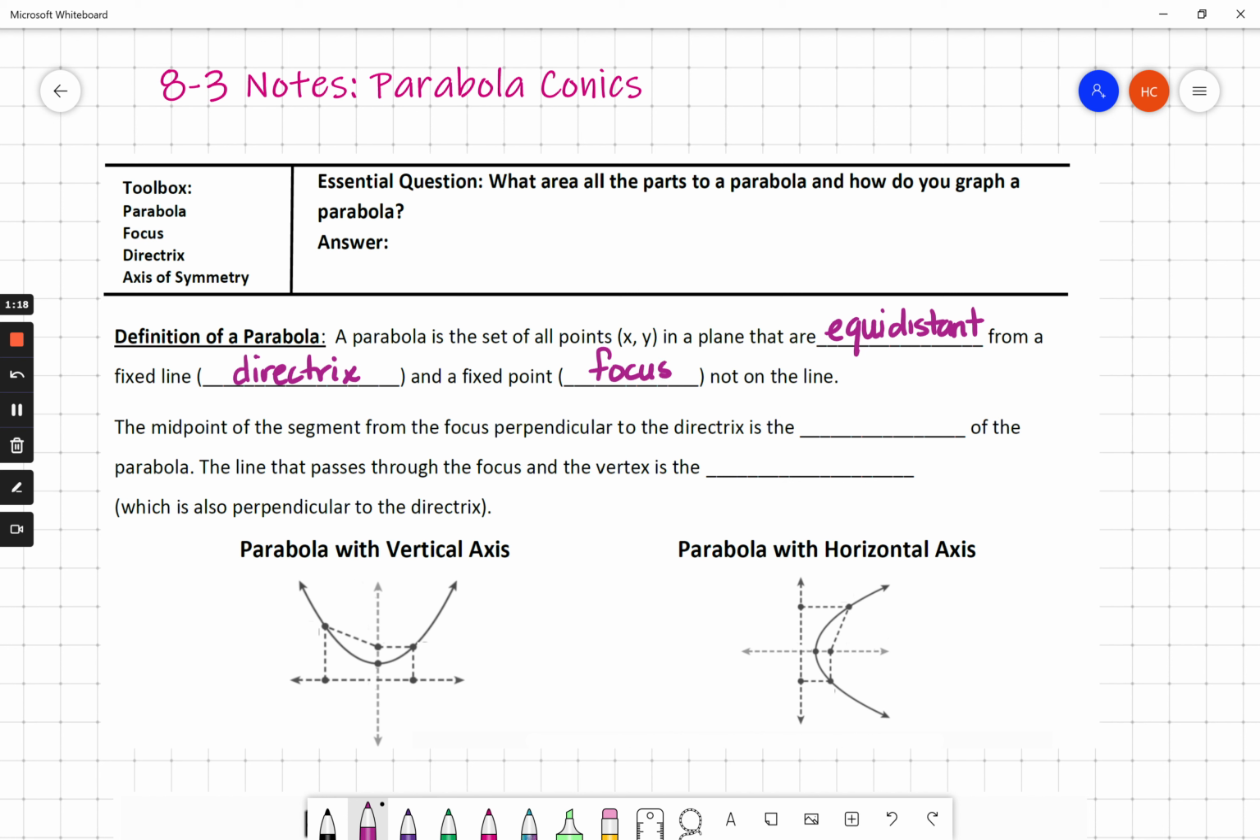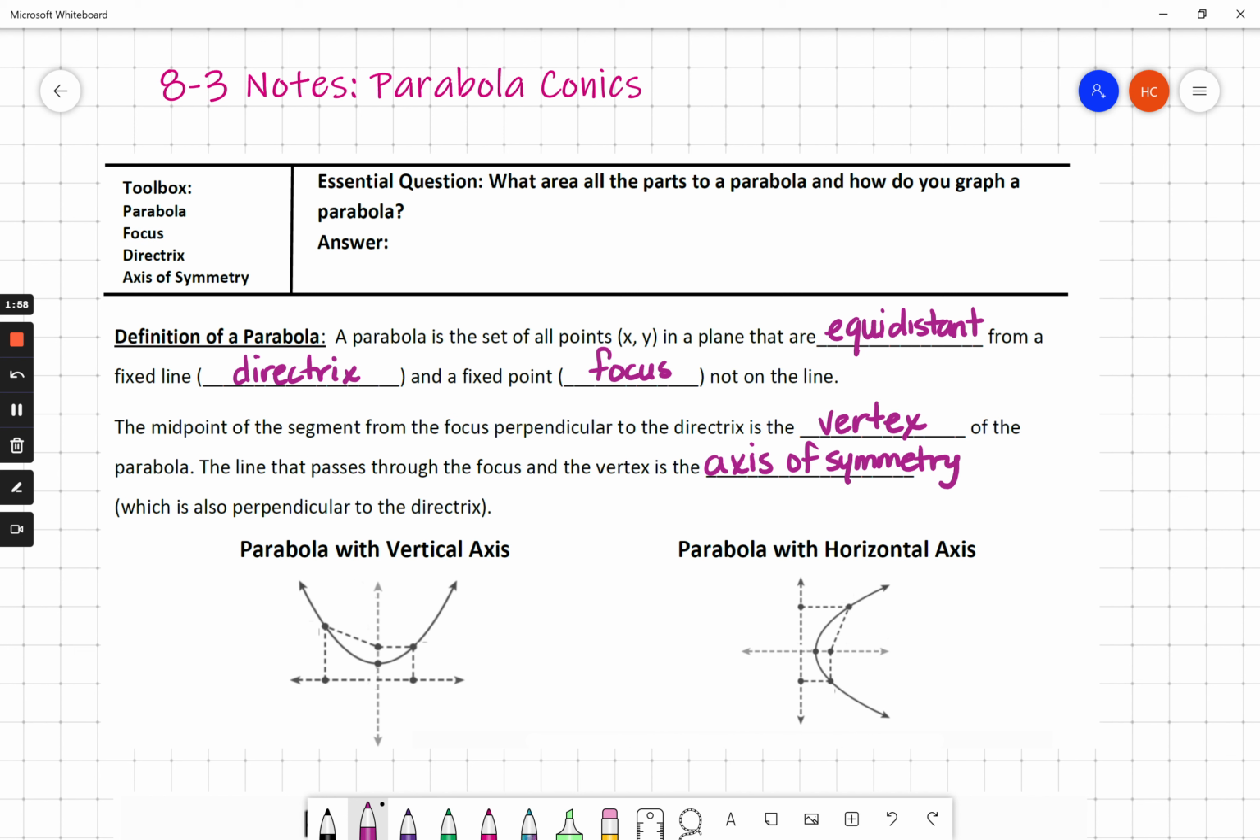The midpoint of the segment from the focus perpendicular to the directrix is called the vertex. The line that passes through the focus and the vertex is called the axis of symmetry. Now, as we've done before, many of these terms probably are not going to really hit home until you actually do some graphing. But here are two of four examples of what our parabolas can look like.